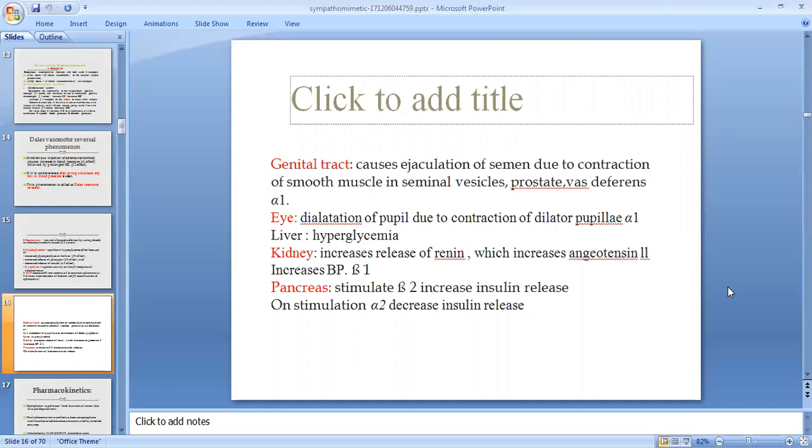In the liver, it causes hyperglycemia. Kidney: increases release of renin, which increases angiotensin 2, a potent vasoconstrictor, and increases the blood pressure. It is effective due to the beta 1 receptor on the juxtaglomerular apparatus of the kidney. Pancreas: adrenaline stimulates beta 2, which increases insulin release. Stimulation of alpha 2 decreases the insulin release.